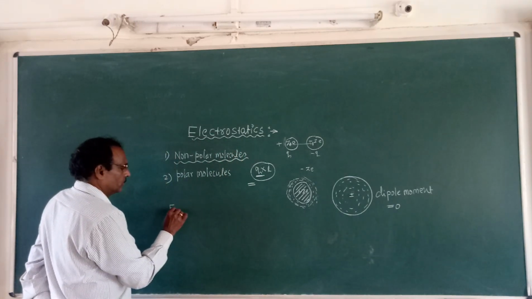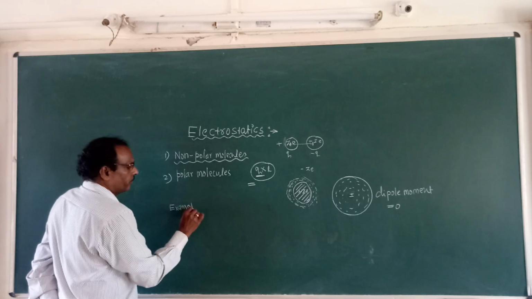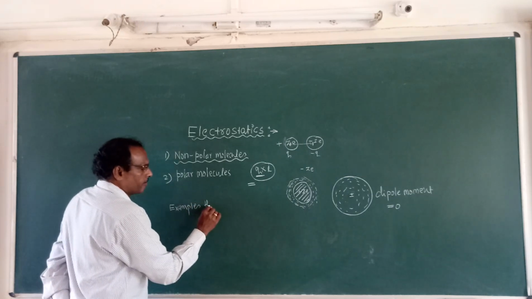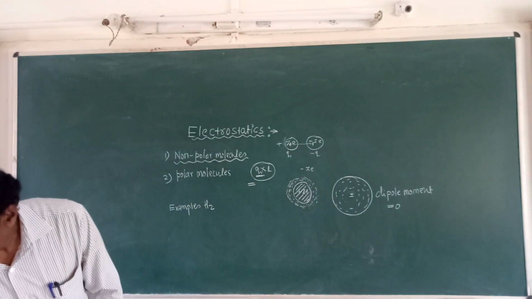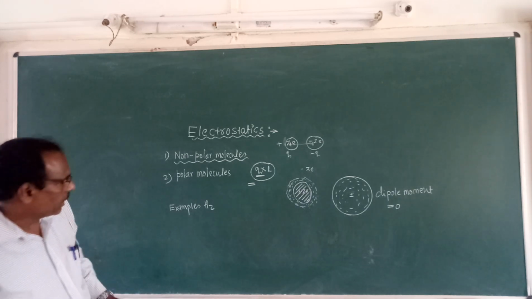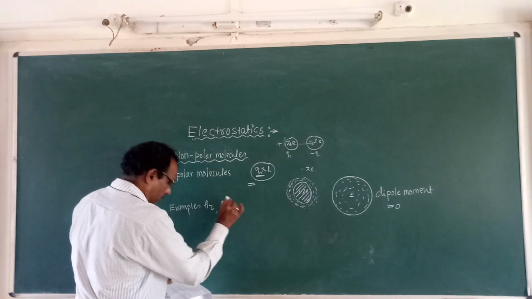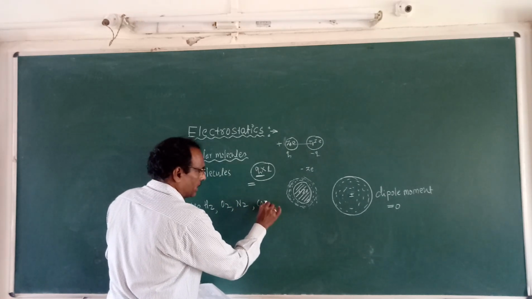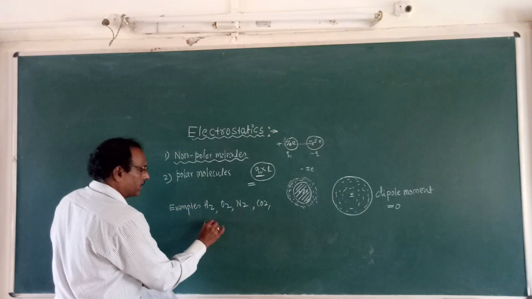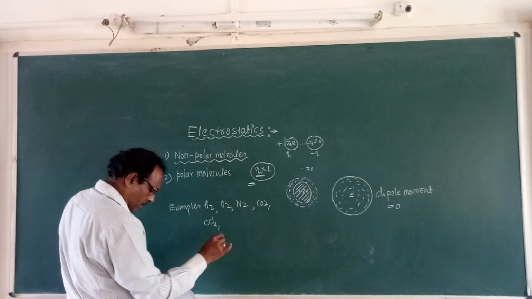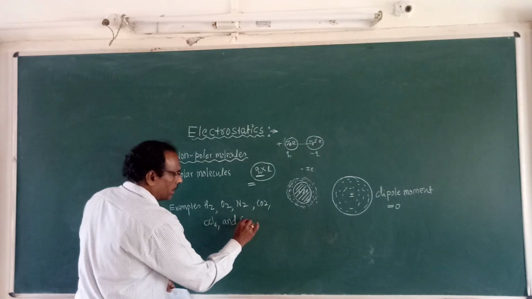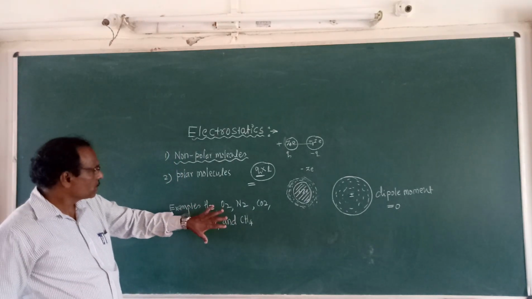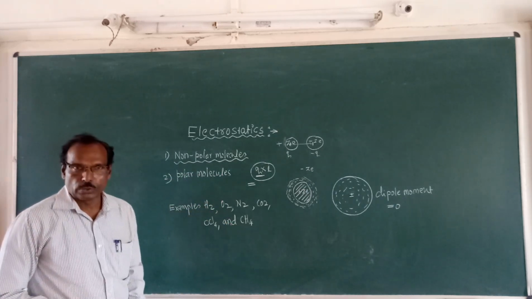Examples. The common examples of non-polar molecules are hydrogen, oxygen, nitrogen, carbon dioxide, carbon tetrachloride CCl4 and CH4. These are some familiar examples of non-polar molecules.